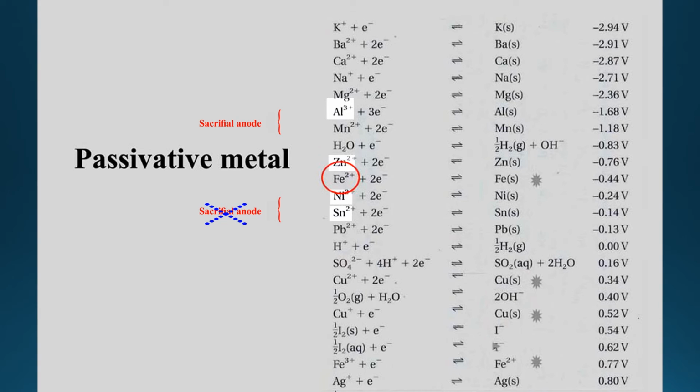They can act as a sacrificial anode, like aluminium or zinc, as we see on galvanized iron. They can act as a sacrificial anode as well as passivative metal. But below nickel or tin, they don't have this sacrificial anode effect.